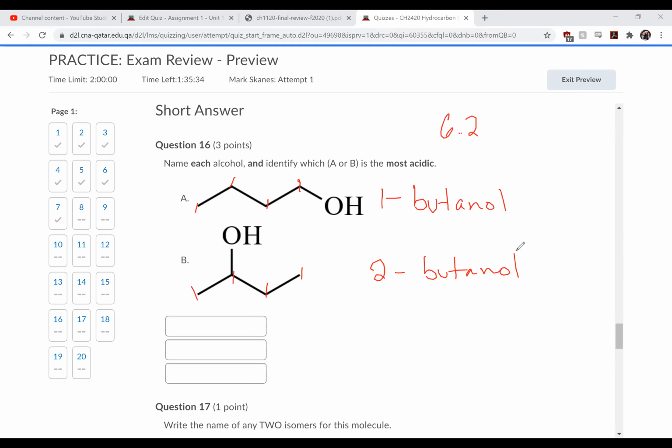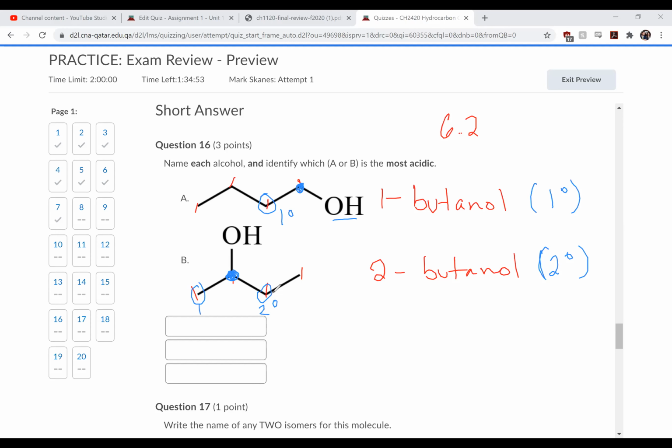All right. The next thing you need to know is whether this alcohol is primary, secondary, or tertiary. 1-butanol is primary. 2-butanol is secondary. Now, how did I know that? Well, let's look up here. The alcohol in this group is bonded to one other carbon. Because it's only bonded to one other carbon, it means it's primary. This alcohol, however, is bonded to 2 carbons. So 1, 2. This would mean it's secondary.